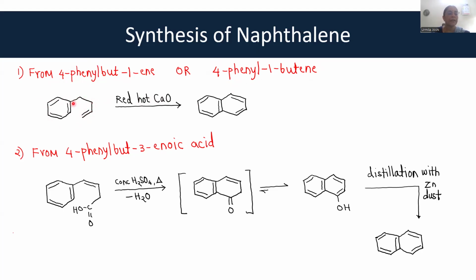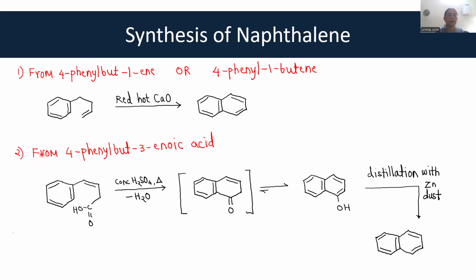Now, what is there in the structure? This structure has all the necessary carbons. Just a fusion is needed, and fusion followed by an additional double bond over here. So that is achieved when 4-phenyl-1-butene is heated with red hot calcium oxide. You get naphthalene.